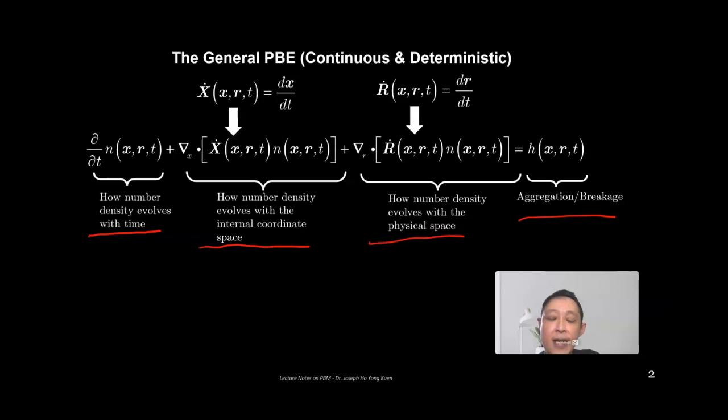If this is the case, then we would be able to reduce this population balance equation substantially. For example, if there is no spatial variation, then this term here would automatically go to 0. And all your vectors here, for example, your vector of internal coordinate, this is a multi-dimensional one.